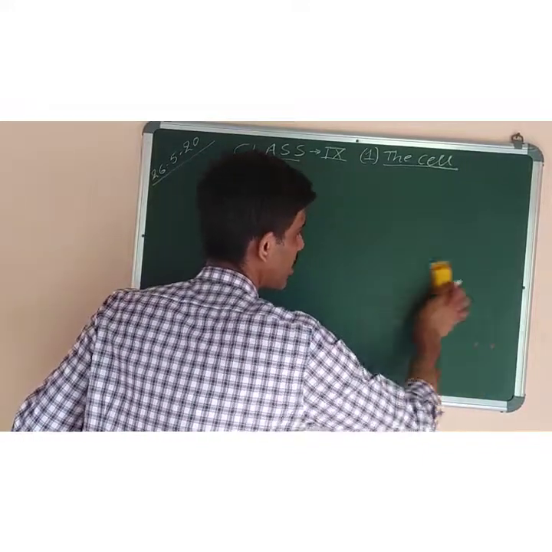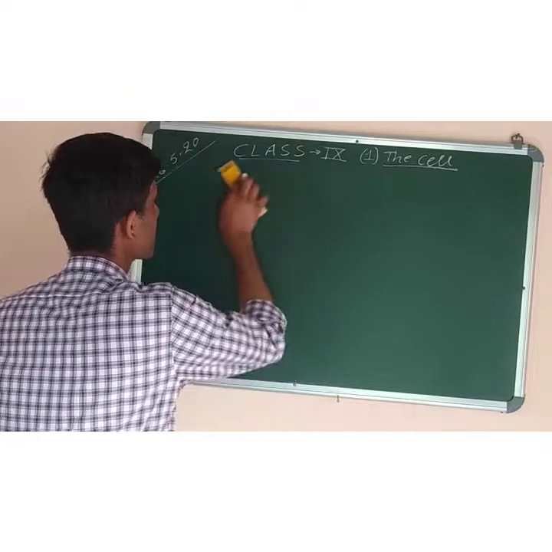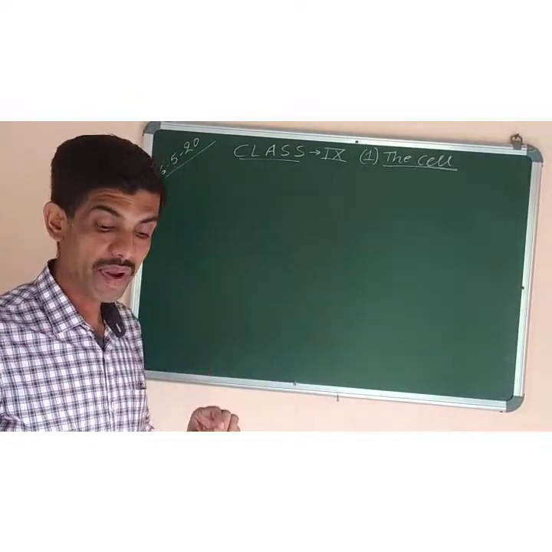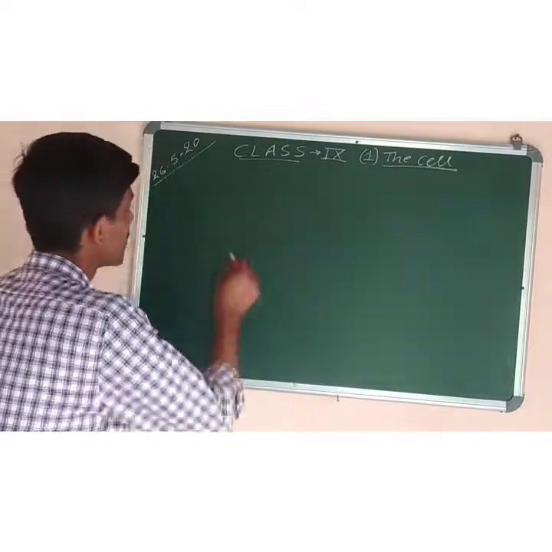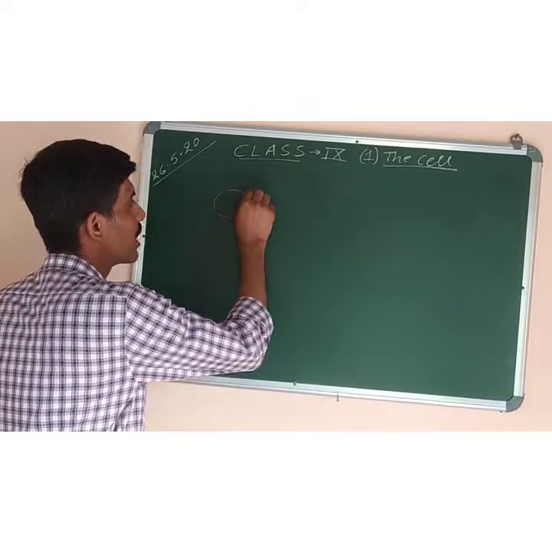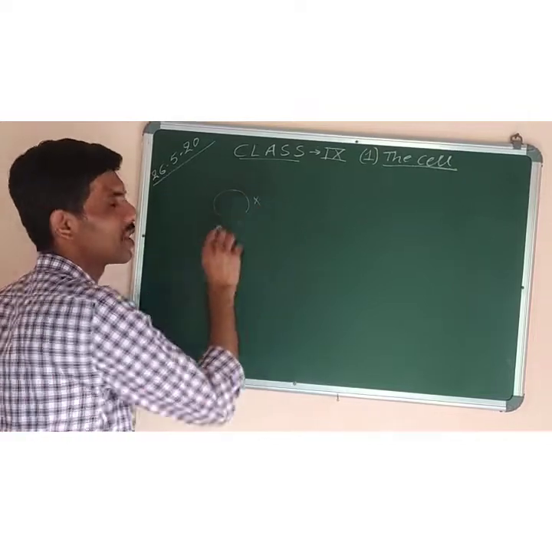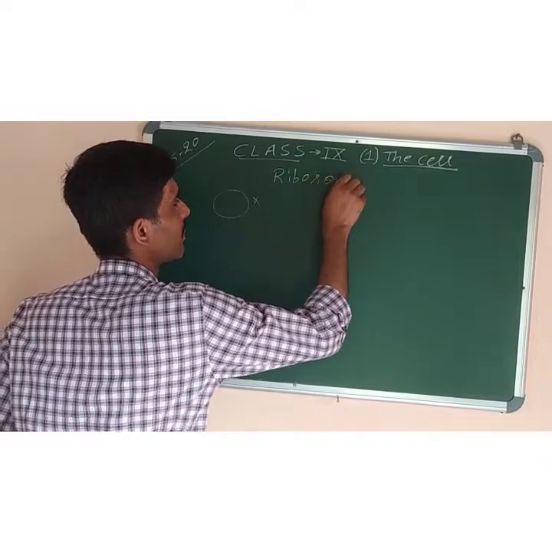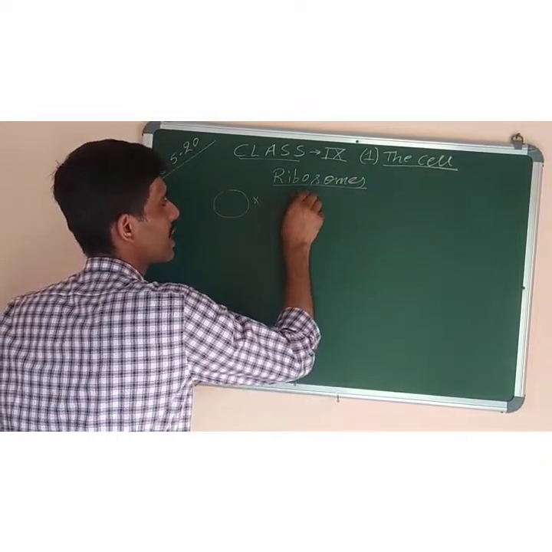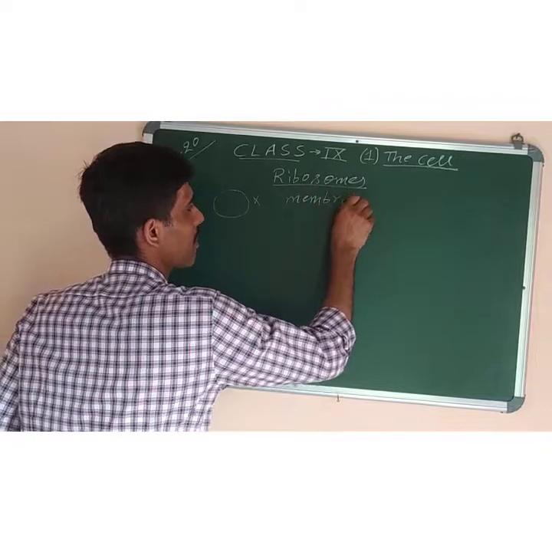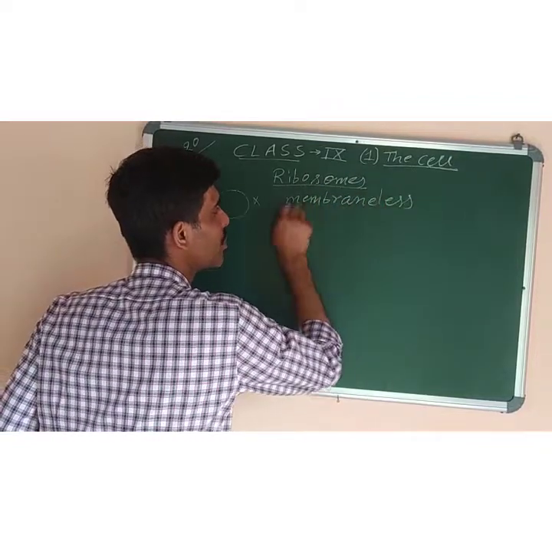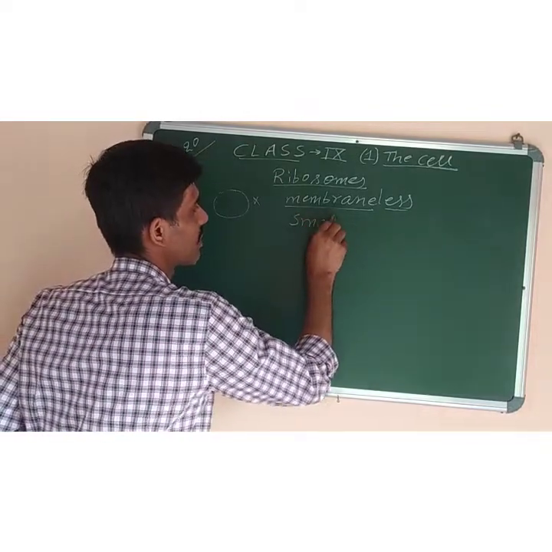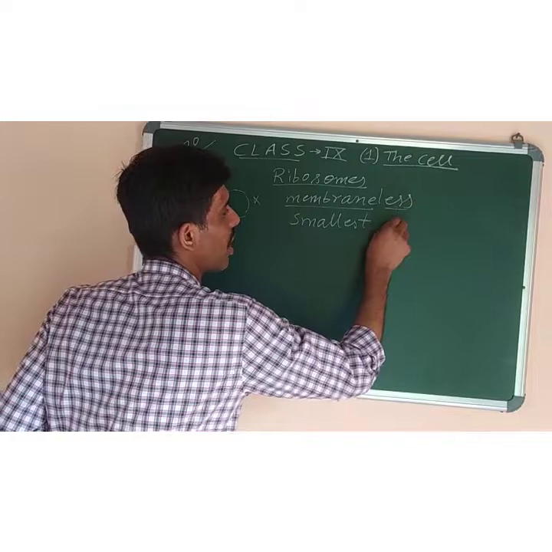Now, where are these ribosomes present? Ribosomes are globular structures, and they are membraneless. Membraneless means that if this is a ribosome, they do not have any covering around it. So the next cell organelle we are studying is the ribosome. Ribosomes are membraneless, meaning without membrane. They are also the smallest, the tiniest cell organelle.